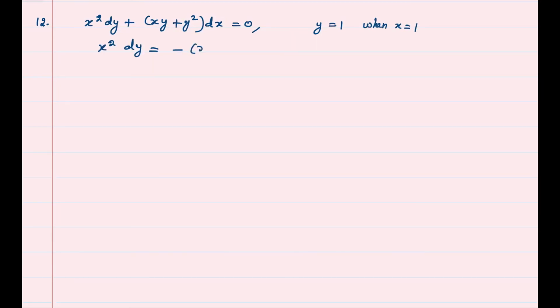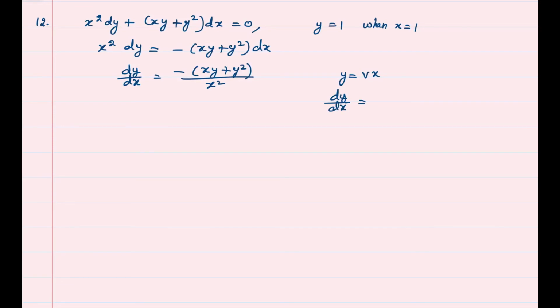Question number 12. x square dy plus (xy plus y square) dx equal to 0. y is 1 when x is 1. x square dy is minus of (xy plus y square) dx. Therefore, dy by dx is minus of (xy plus y square) upon x square. We will substitute y as vx, differentiating both sides with respect to x.